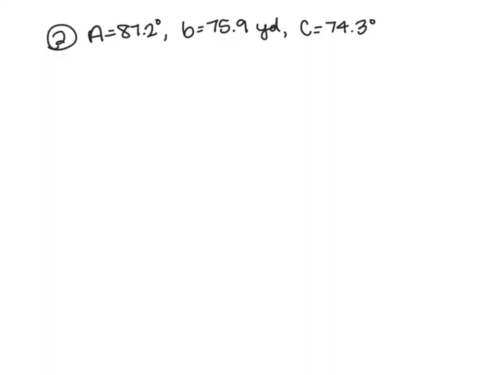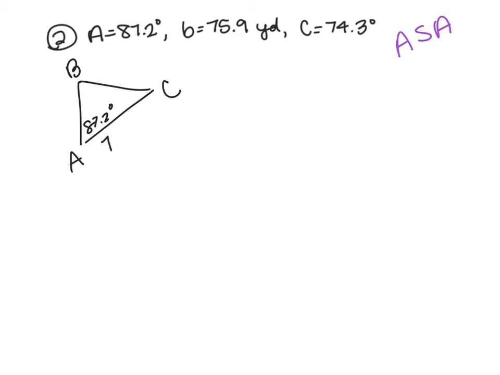This next problem is an example of when we are given angle, side, angle in a triangle and how to use law of sines there. First we're going to draw our triangle out. Again, don't worry about it being exact or really to scale at all. Just label it the way it says. So we have A is 87.2 degrees. b is across from angle B, so 75.9. C is 74.3 degrees.